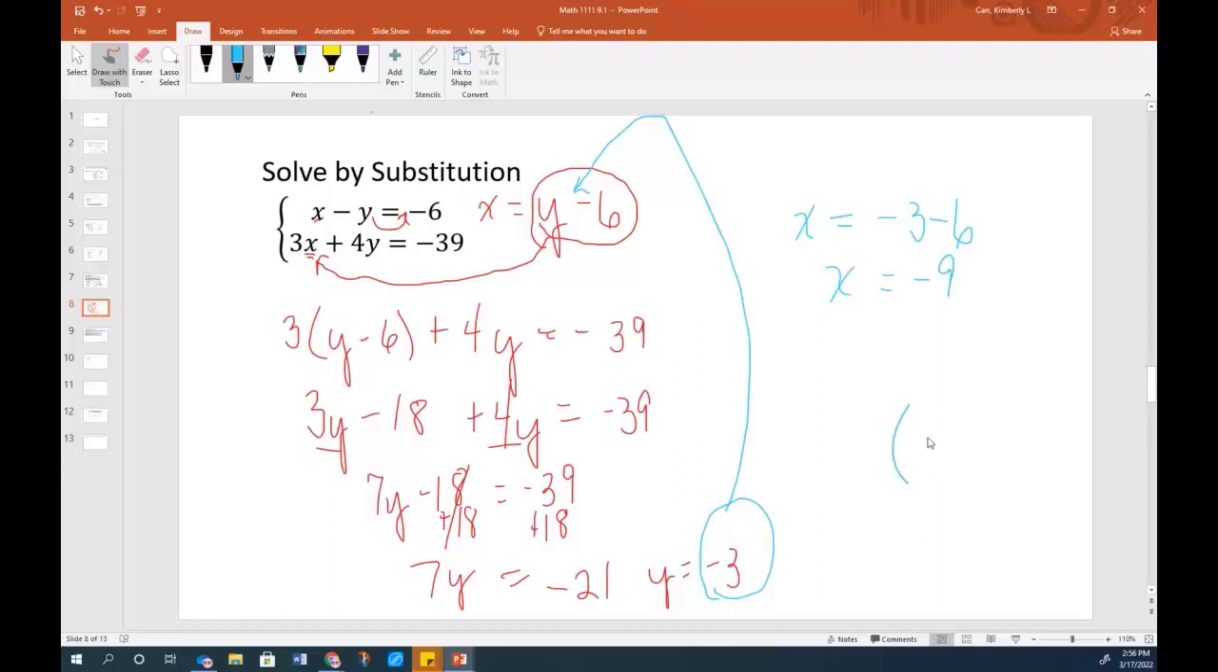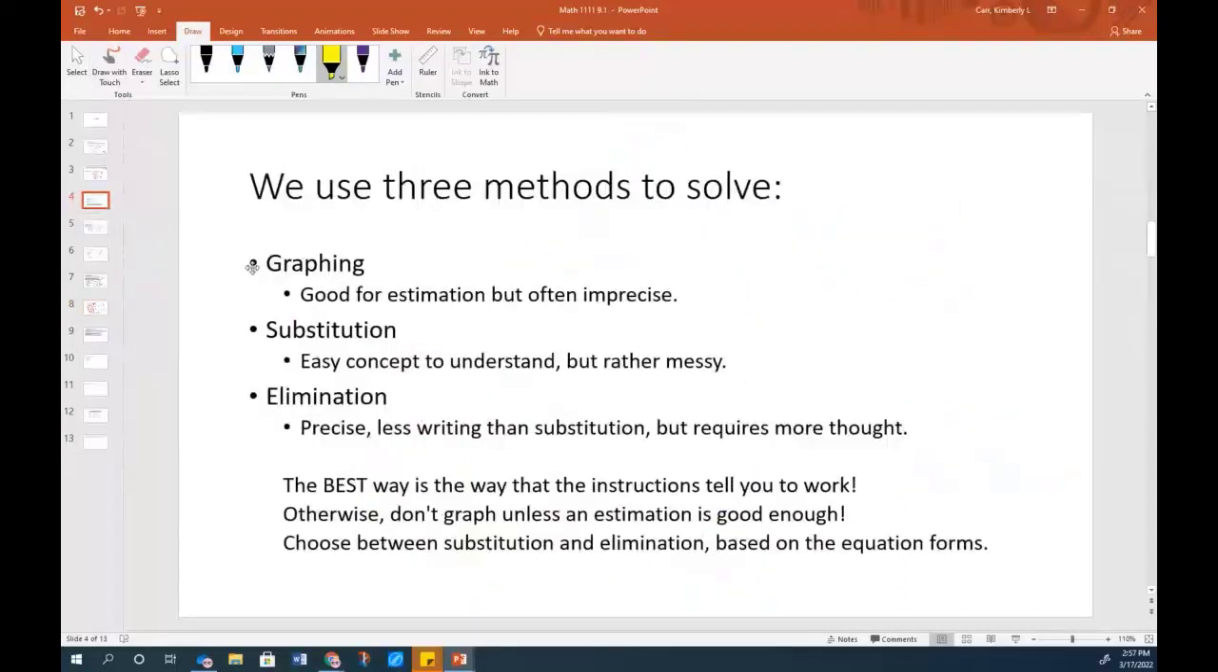So now my final answer here is going to be an (x, y) value. Even though I found y first, make sure you write the x first. So it's -9, comma, -3. I'm just highlighting that because I can't draw a box. That is my answer. So that's substitution. Again, at the beginning, we said there were several methods. We had graphing. We've done that one. Substitution, we've done that one, and now we're going to look at elimination.